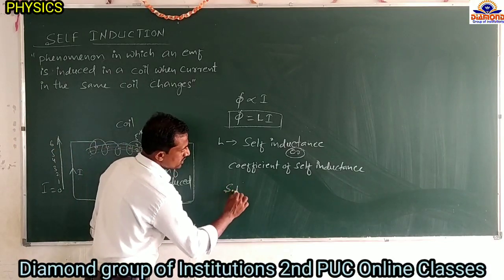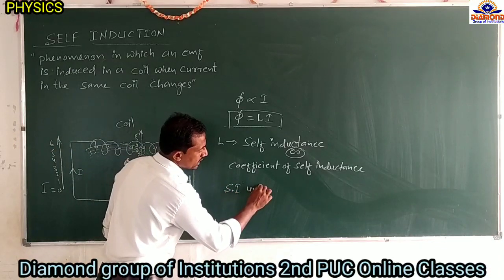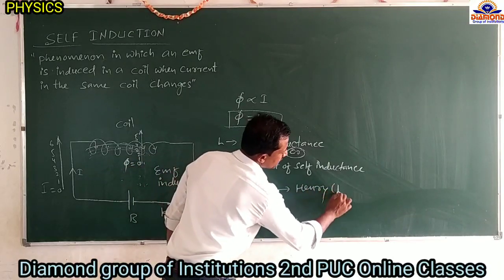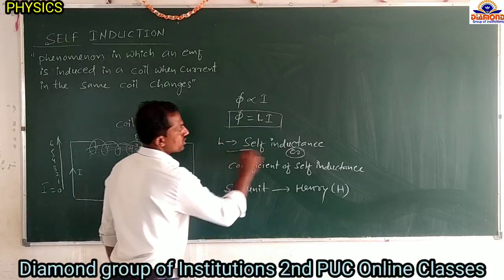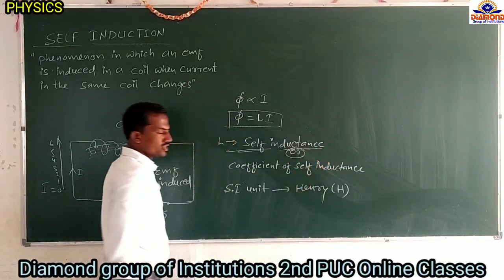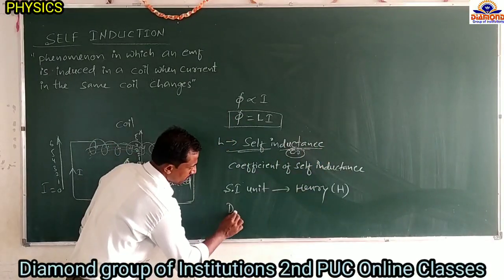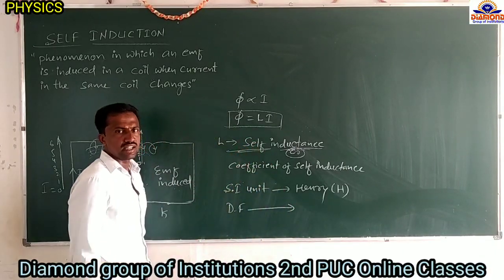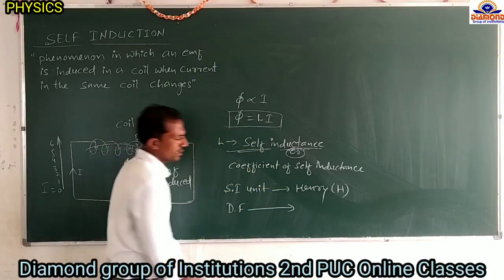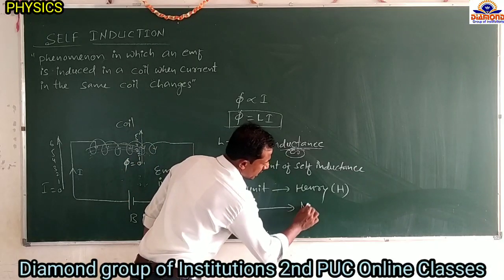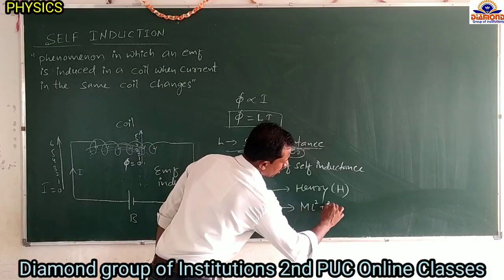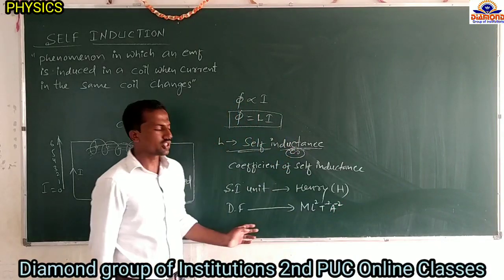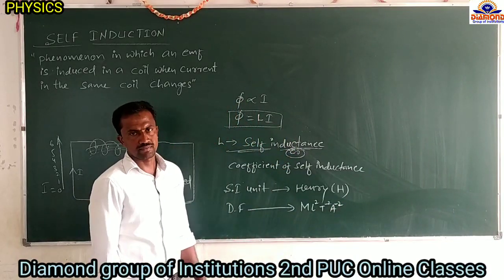Okay, SI unit. What is the SI unit of self inductance or mutual inductance? SI unit is same and the SI unit is Henry. It is denoted by H. Dimensional formula of self inductance or mutual inductance, both are same. We are writing, okay, M L power 2 T power minus 2 A power minus 2. This is the dimensional formula of mutual inductance.